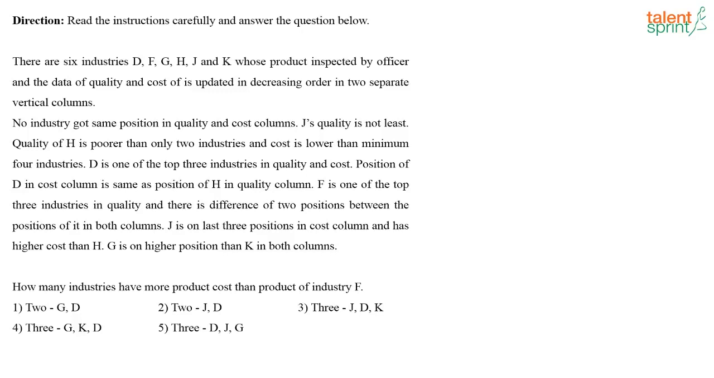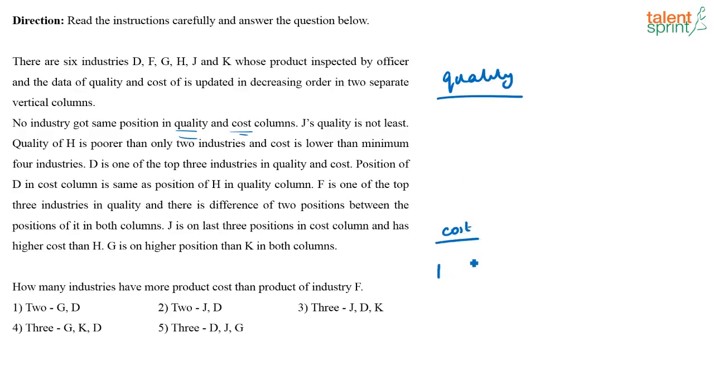So how would you solve this? What is given here? You have to look at the quality and the cost of each of the given industries. Now J's quality is not the least. Now let us first read the question. What should we find out? We have to find out how many industries have more product cost than product of industry F. So you have two things that you need to look at. You have quality and then you have cost.